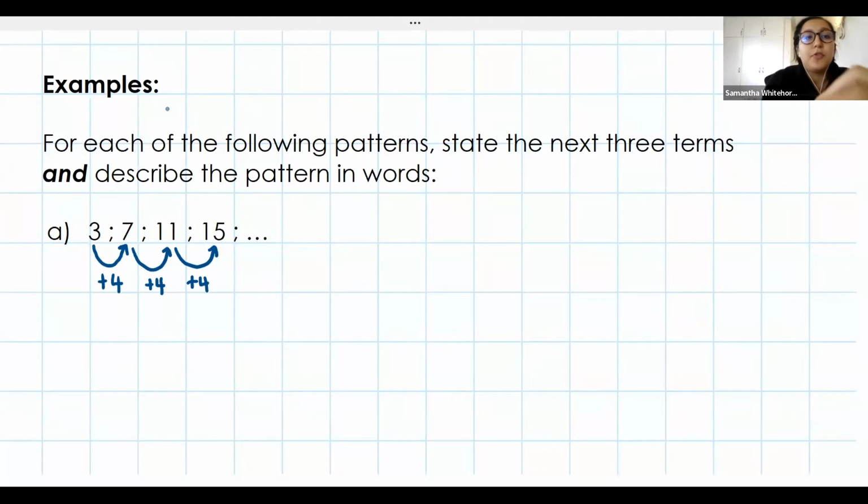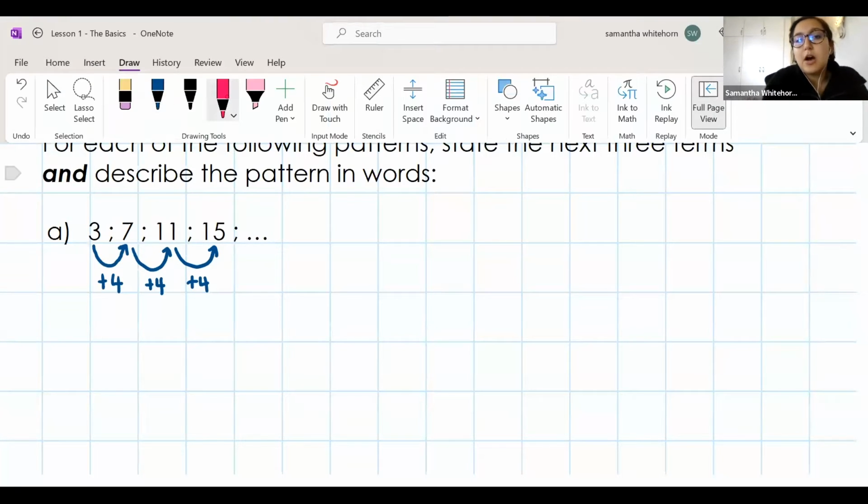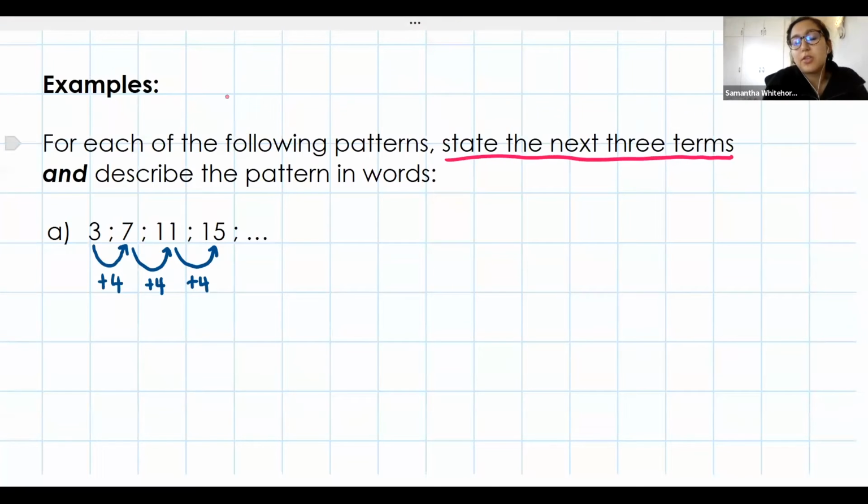That's not super helpful because the first part of my question, which some of you are just rushing ahead, asks you to state the next 3 terms. So I can now add 4 to 15 to get my 5th term. So if I say 15 plus 4, I get 19. And I can keep adding 4 to get my next 3 terms.